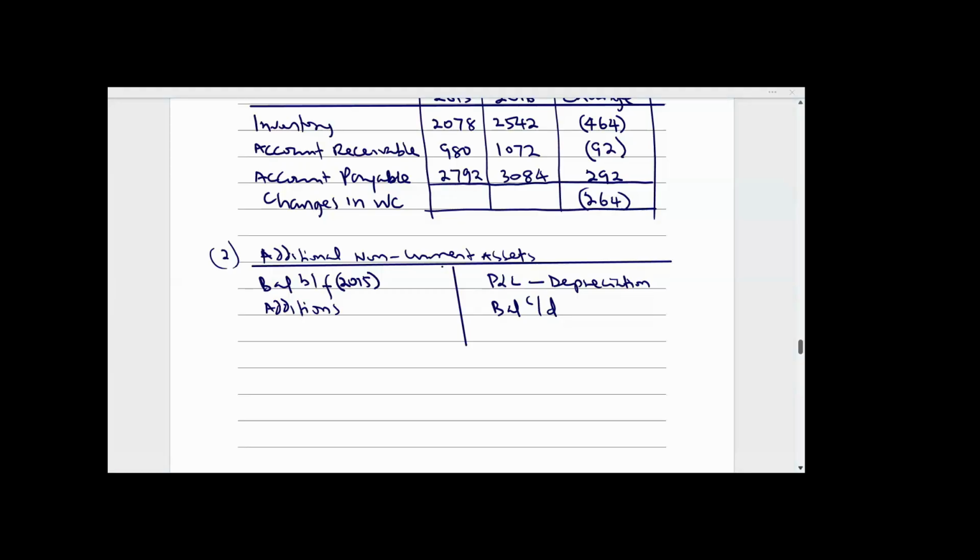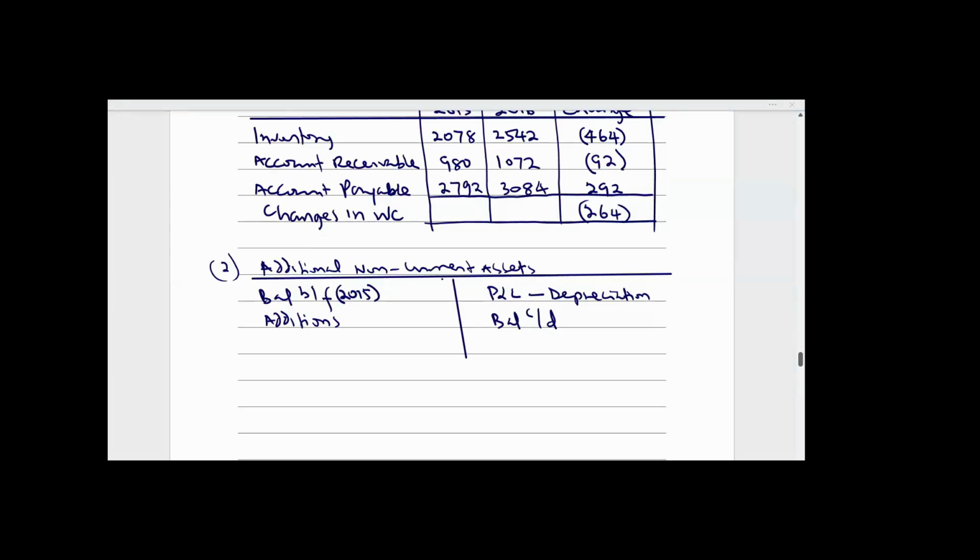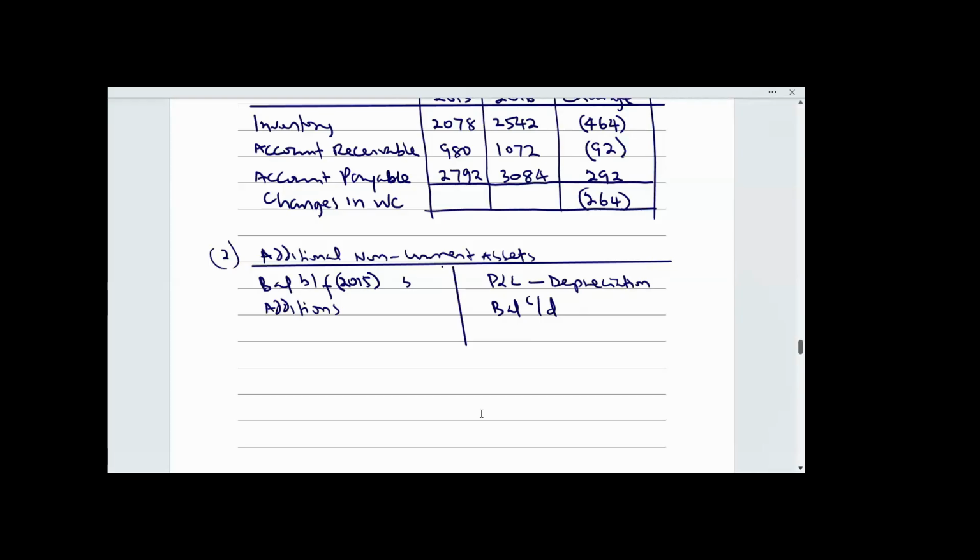In 2015, non-current assets were 5942. Here is 5942. Balance carried down in 2016, how much was it? 6224. Yes, 6224.